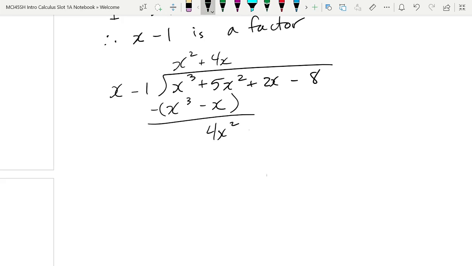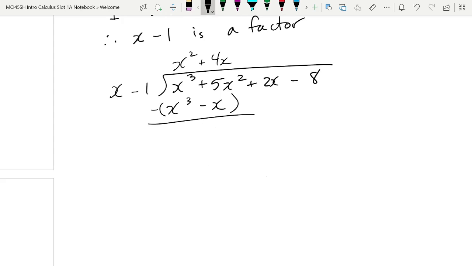Mulligan. Bring down the 2x. 4x times x is 4x squared. 4x times -1 is minus 4x. No, I didn't do that wrong. Did I minus something wrong? 5. Yes, there it is. Oh, thank you. You see the mistake. See, didn't I tell you that was the most common mistake? And I made it.